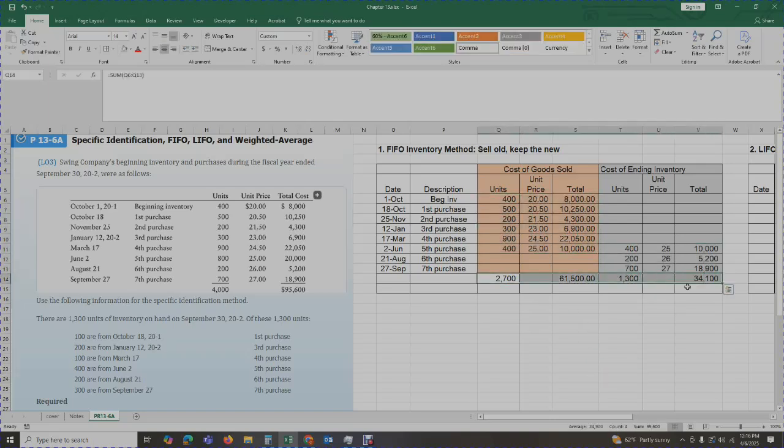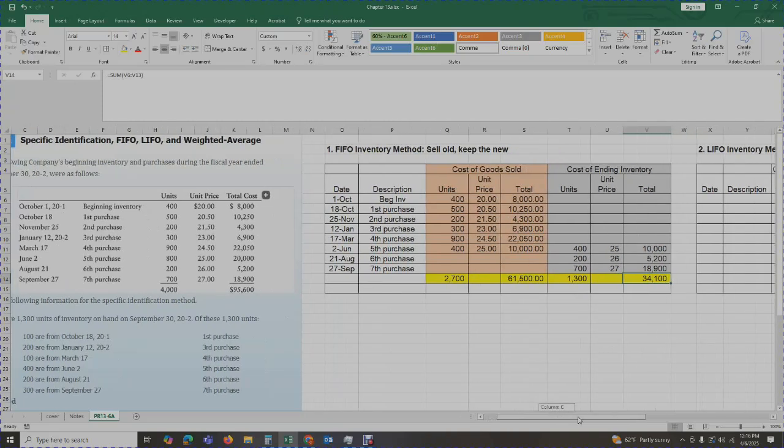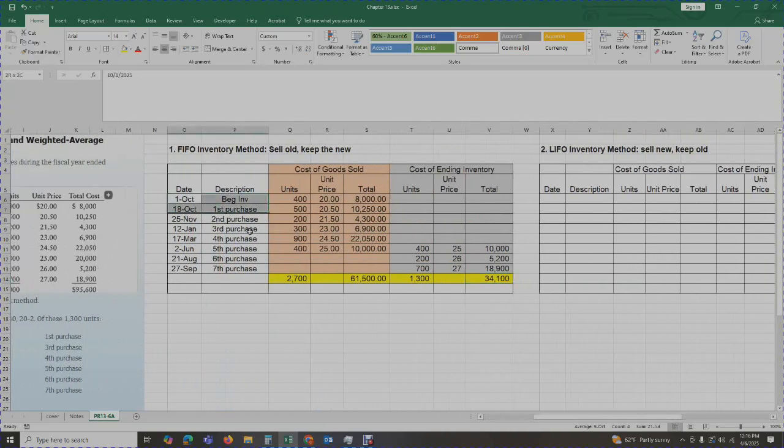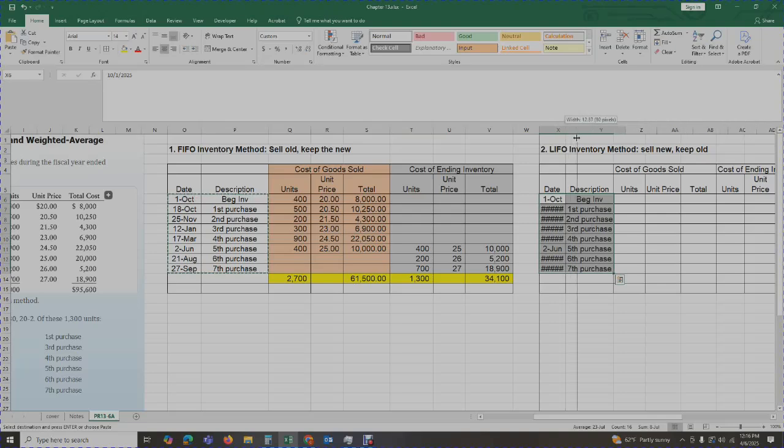So these are the dollar amounts and the quantities that we have for the cost of goods sold, the units that we sold, and the cost of the ending inventory. That is the goods that you have not sold. You have 1,300 available, valued at 34,100. Because I am using Excel, I'm just going to copy the date and the description to save some time.